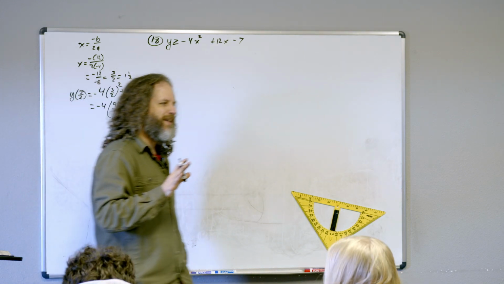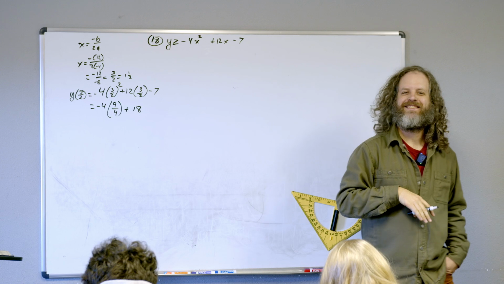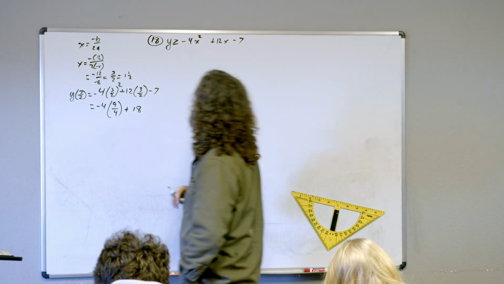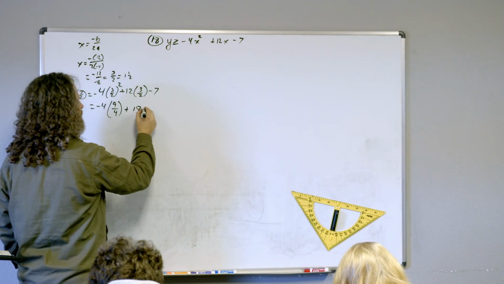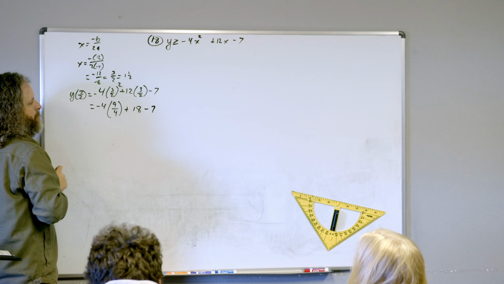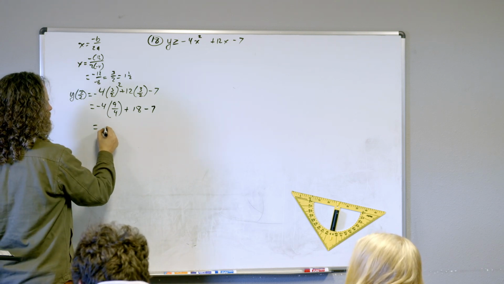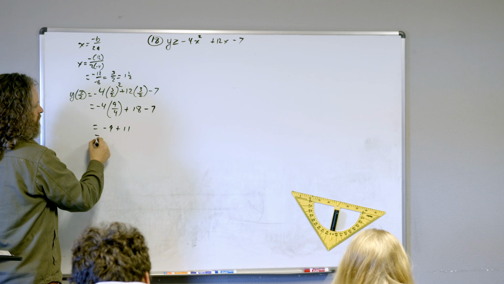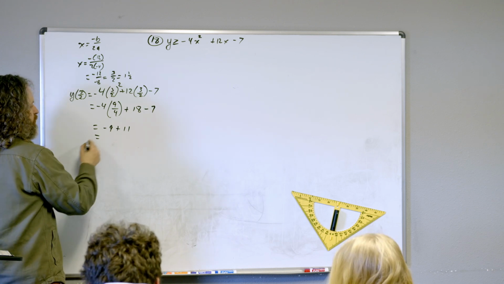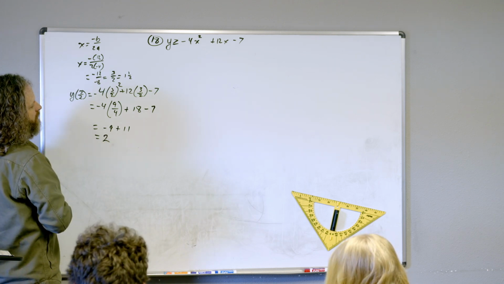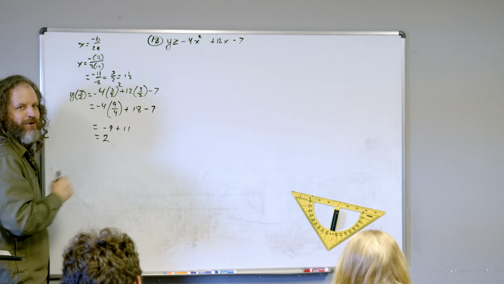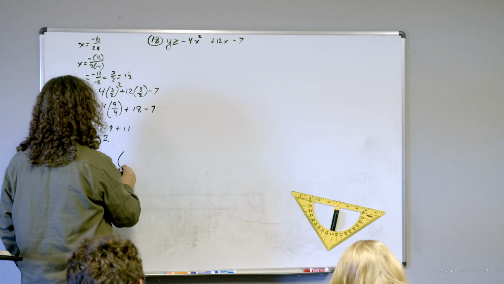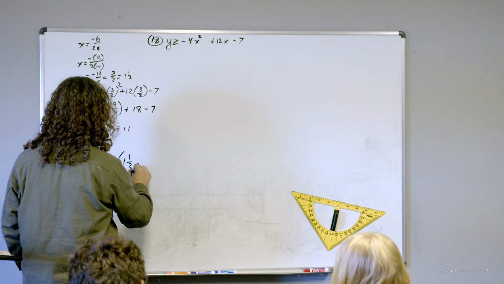Y'all should totally be checking the math as we go, right? Because I'm liable to make a mistake at this point. Equals negative 9 plus 11, which equals 2. Sounds like Nathan agrees with me, so we'll roll with it. So the vertex is at 1.5, 2.